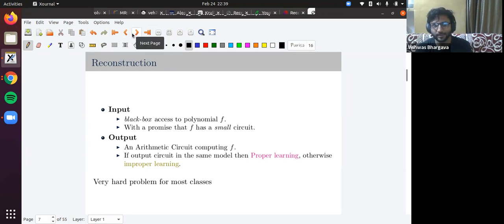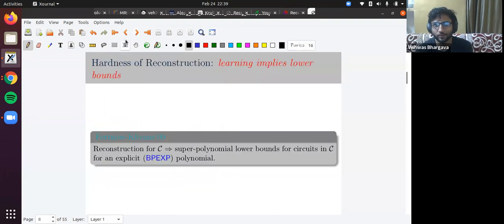Okay, so the first thing is that this problem is extremely hard for most circuit classes. I'll give a bunch of reasons why this is the case. First is that learning implies lower bounds. This is a result by Fortnow and Klivans in 2009, which says if you can reconstruct a circuit class, be it by a randomized algorithm or a deterministic algorithm, then you will get a super-polynomial lower bound against that circuit class, and the explicit polynomial would be BPP explicit.